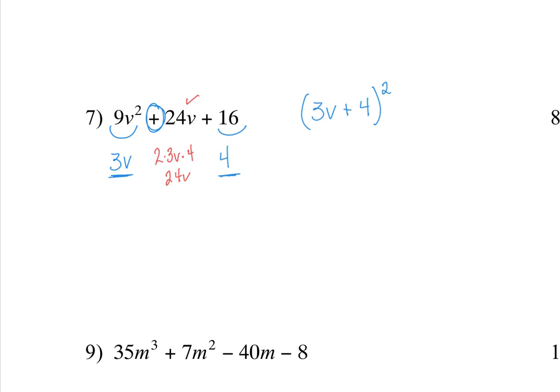If you did 3v plus 4 times 3v plus 4 and you FOILed it out, you would get 9v squared plus 24v plus 16. That is a special case.